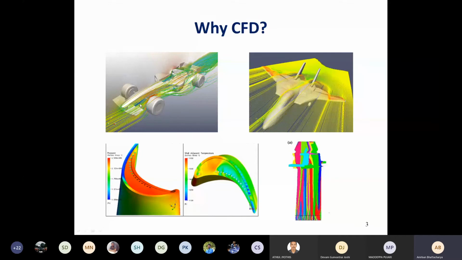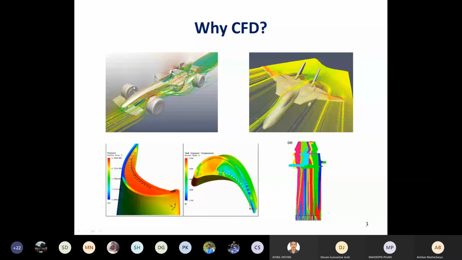For example, this is a Formula 1 car, and we want to study the flow over and below the Formula 1 car. Why do we want to study it? Because one of the most important aspects of a Formula 1 car is the aerodynamics. What is the drag, and what is the downforce? Downforce is the opposite of lift. What is the force towards the ground, and what is the drag.